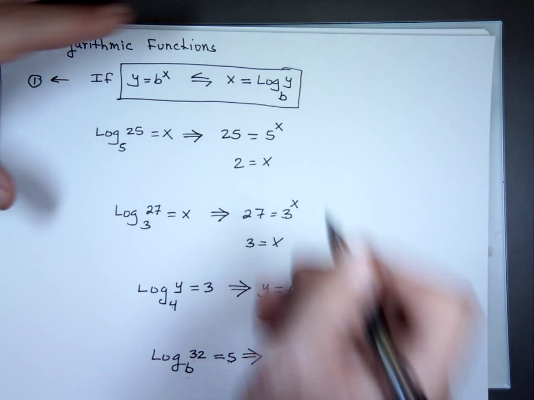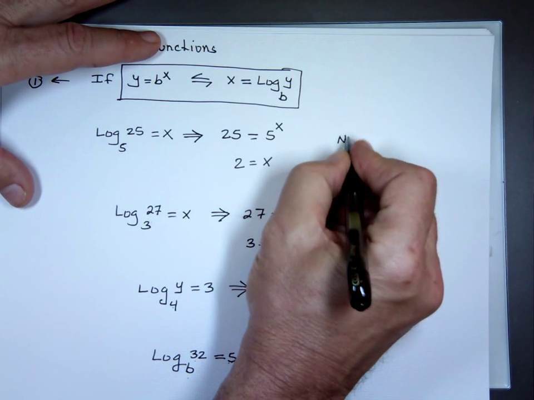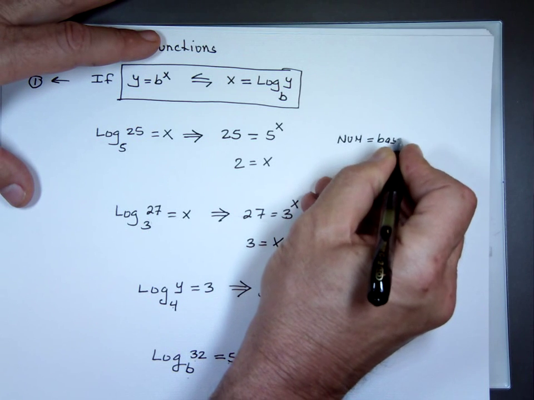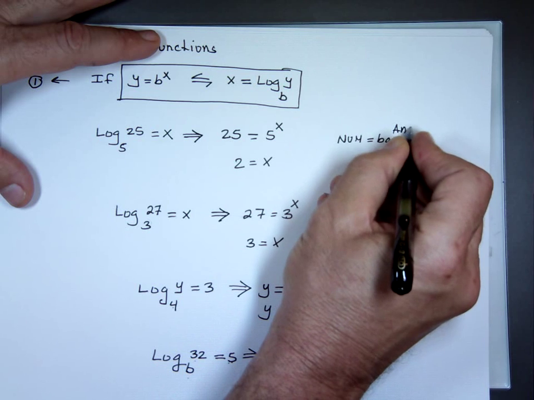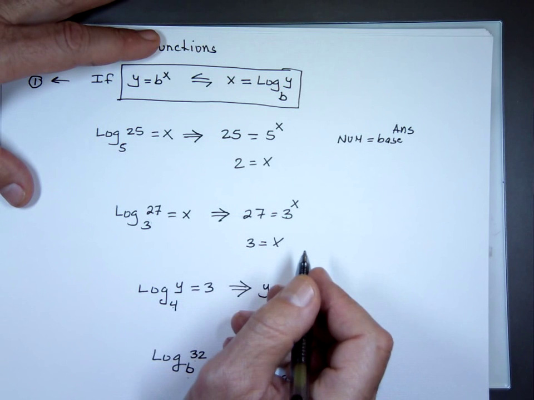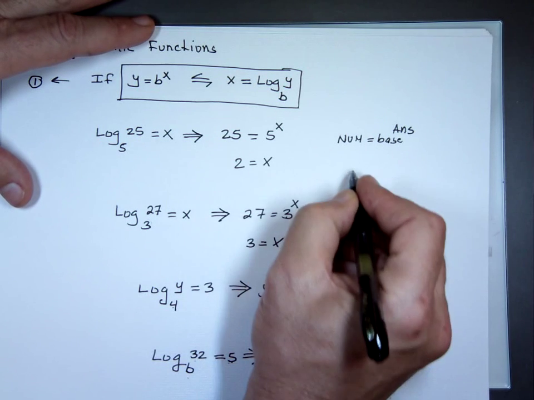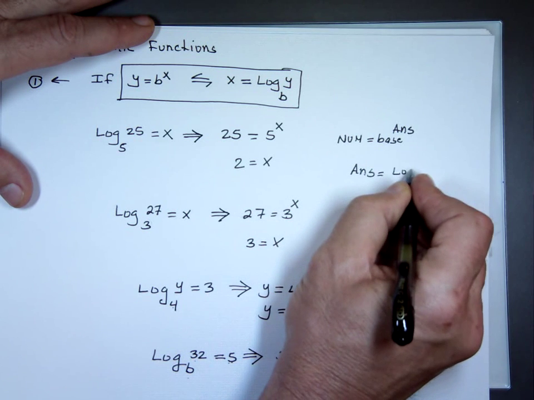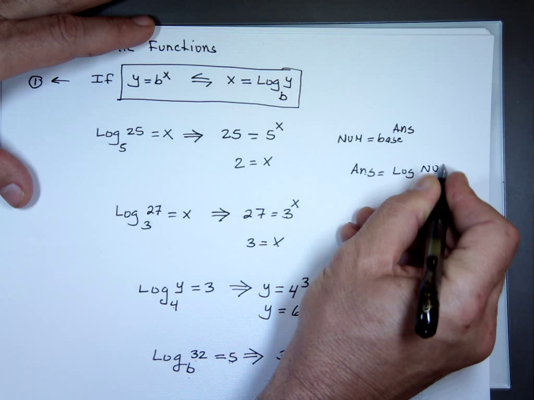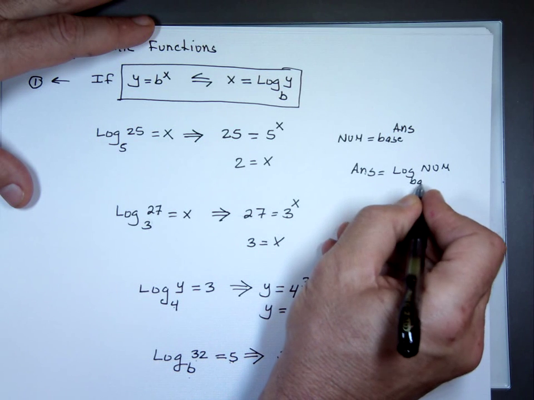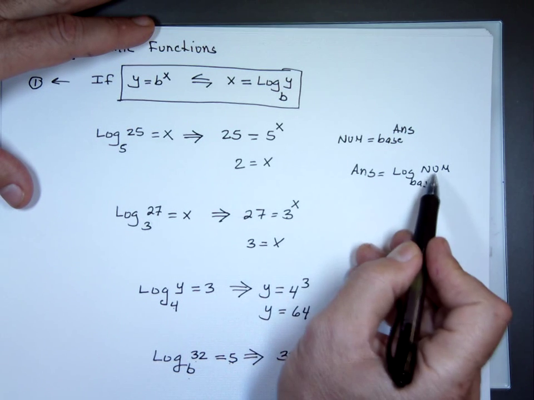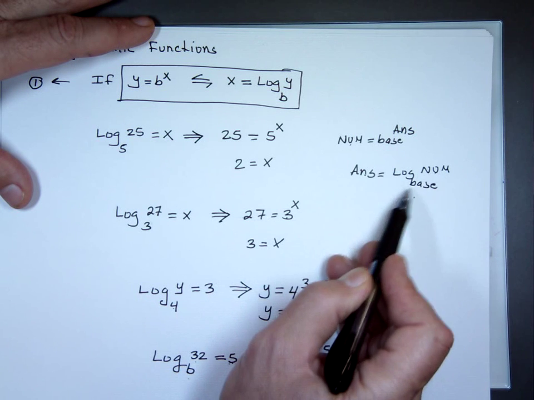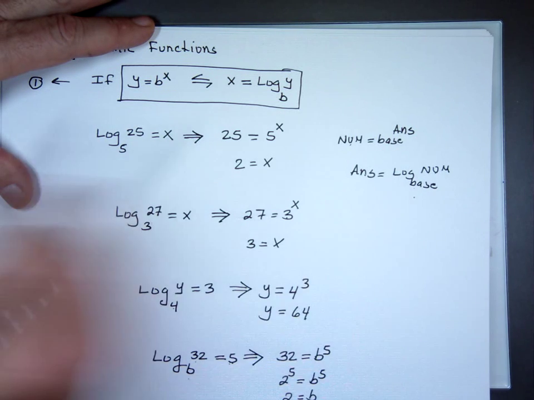So if you write them that way, the number equals the base to the answer. So when you go to log, you say, okay, the answer for the log is the log of the number to the base. So if you have a number, base, and answer, you can say the number, that's this guy, equals the base raised to the answer.